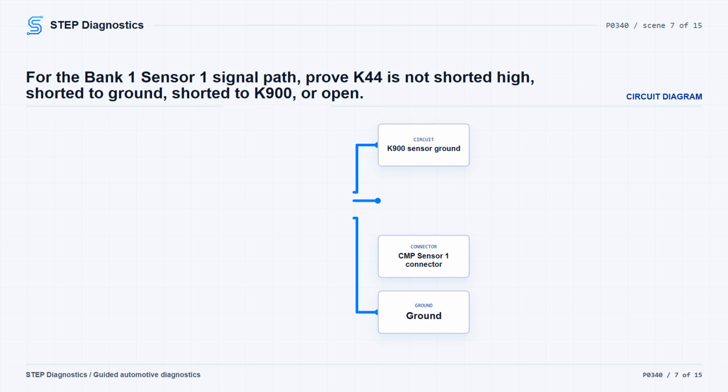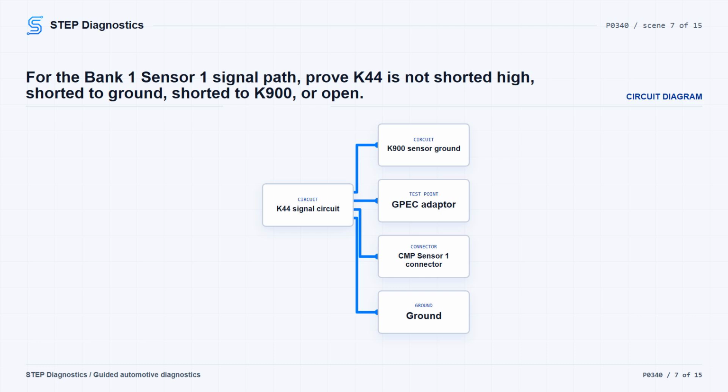disconnect PCM-C2 and check the K44 signal circuit for a short to ground. If there is continuity to ground, repair that short and verify the repair. If there is no short to ground, check whether K44 is shorted to the K900 sensor ground circuit at the CMP sensor 1 connector. If continuity is present between those circuits, repair that short and verify the repair.